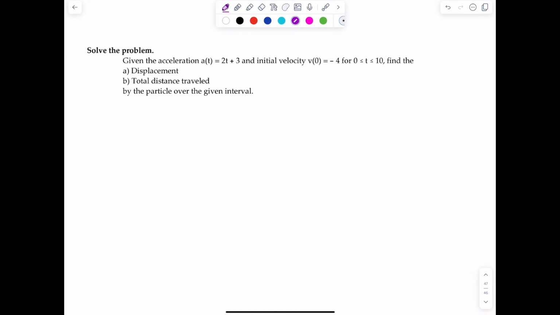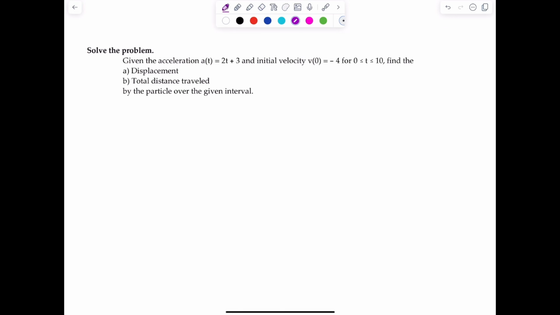Okay, last idea I want to go over is total distance traveled versus displacement. Here the problem says, given the acceleration a of t equals 2t plus 3, and initial velocity v of 0 equals negative 4, for t between 0 and 10, find the displacement and total distance traveled by the particle over the given interval.